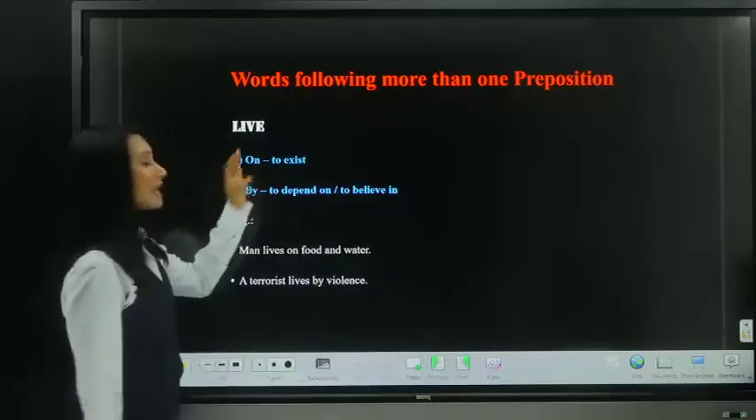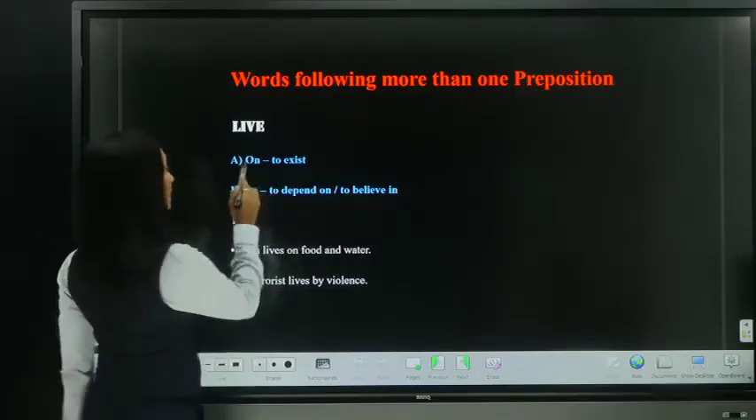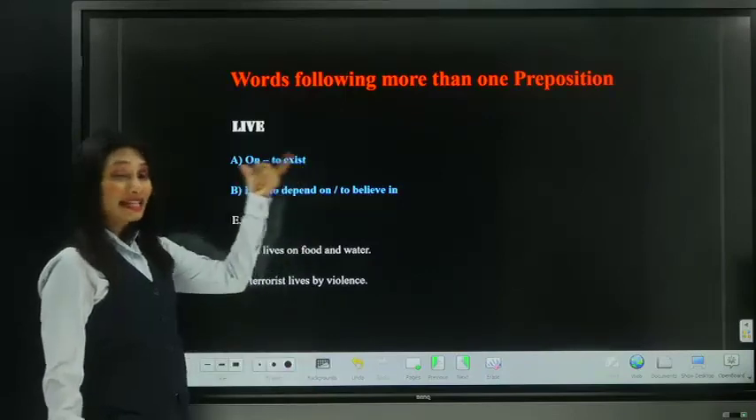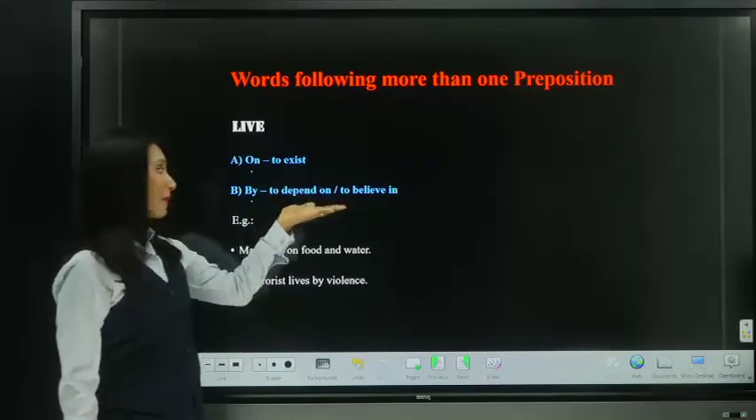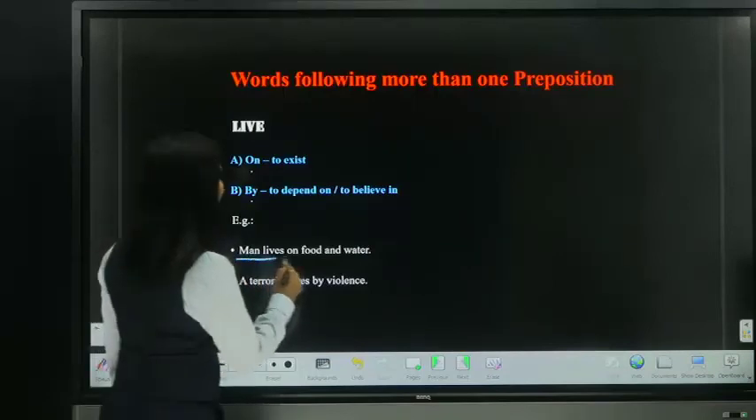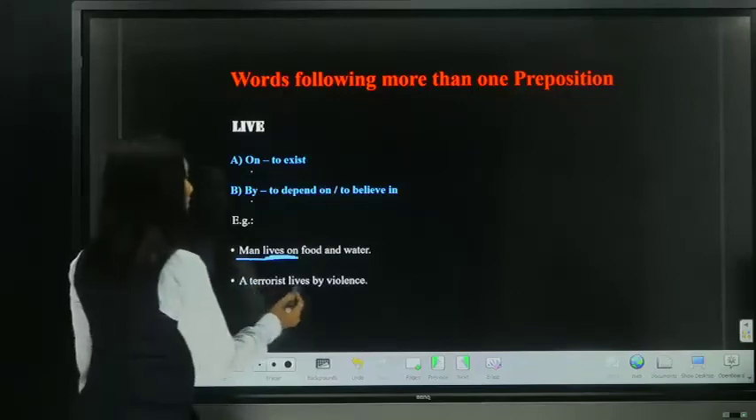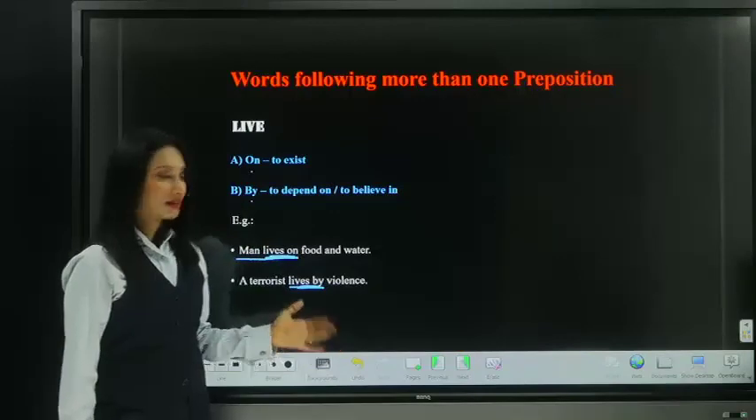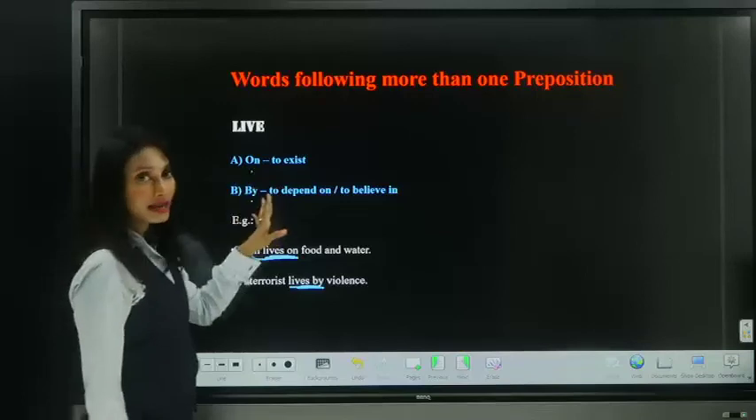Moving on to the next one, live. Live is followed by two prepositions. Live on, live by. Live on is used to indicate existence, to exist. Live by is used to talk about dependence, to depend on or to believe in. For example, man lives on food and water, existence. A terrorist lives by violence. He believes in violence. It depends on violence. So that's the difference between live on, live by. It takes two prepositions, on and by.